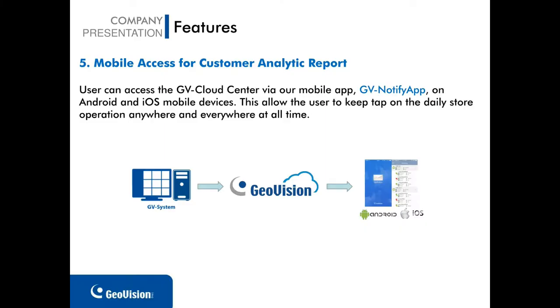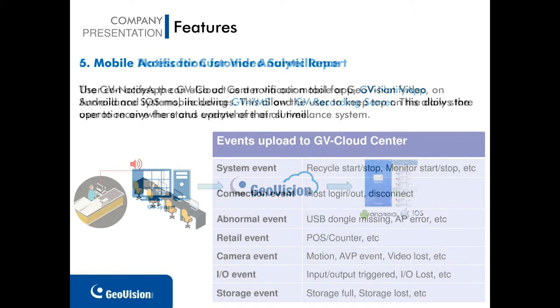Which brings us to feature number 5, mobile access for report. All the reports can be accessed through GV Notify app. It's available for both Android and iOS devices. This allows the users to keep track of the store's daily operations from anywhere and anytime.